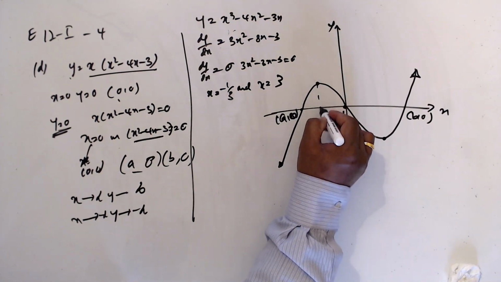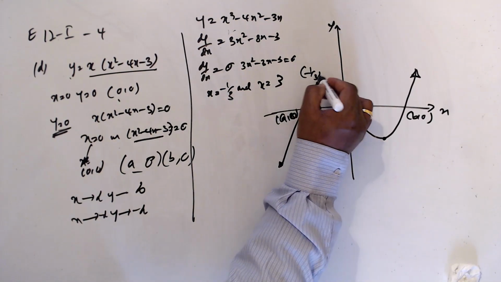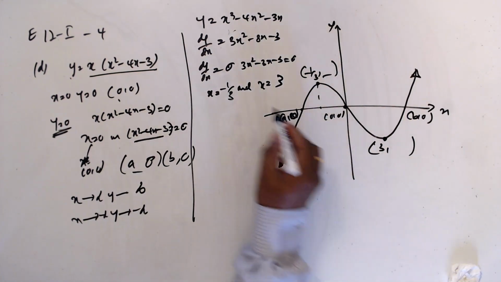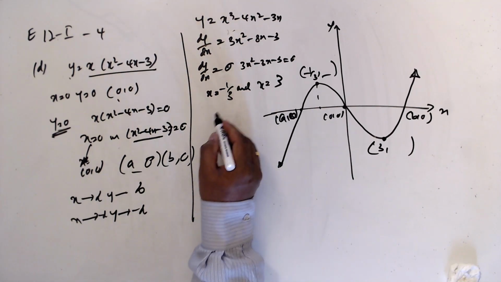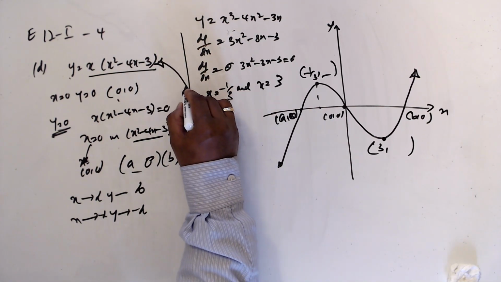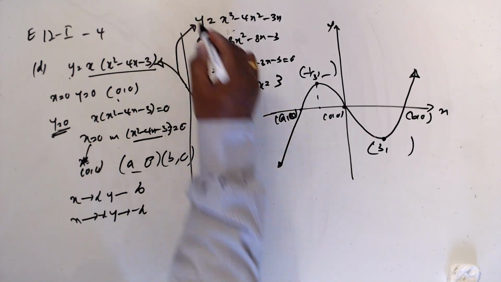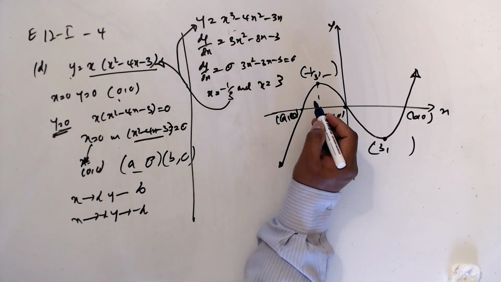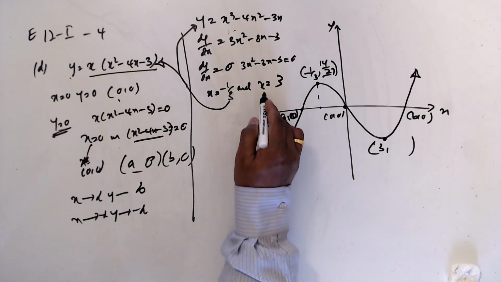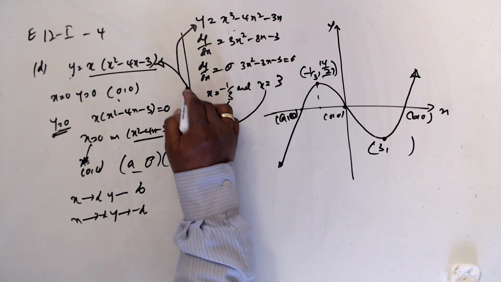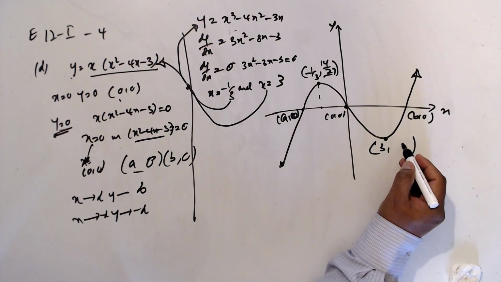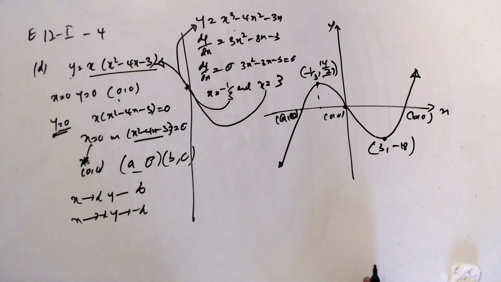So this is minus 1 over 3. We need to find the y value. This is 3. And when you substitute x equals minus 1 over 3 into the equation, you will get the y value as 14 over 27. And when you substitute x equals 3, you will get the y value as minus 18.